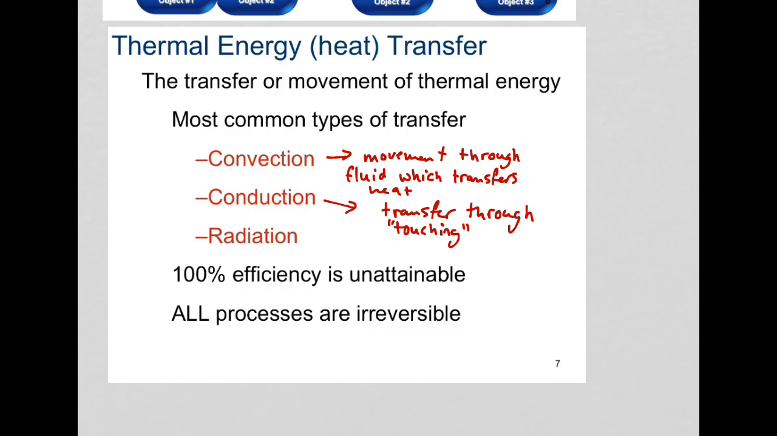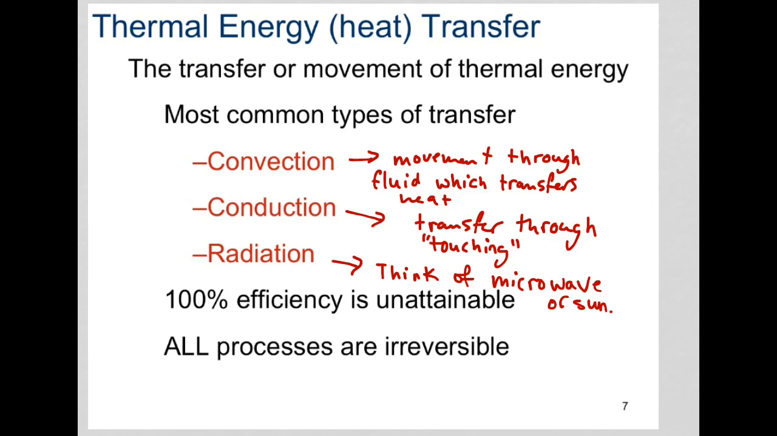The last type of heat transfer, or thermal energy transfer, is radiation. Radiation is the transfer of thermal energy as electromagnetic waves. Like in a microwave, that's what's happening. You're transferring thermal energy into whatever food you're nuking. That's why they say nuking, because it's like radiation. Same with the sun. The sun transfers heat to Earth through radiation.